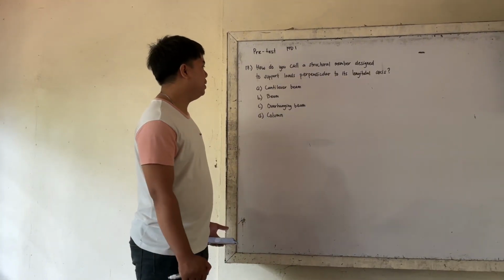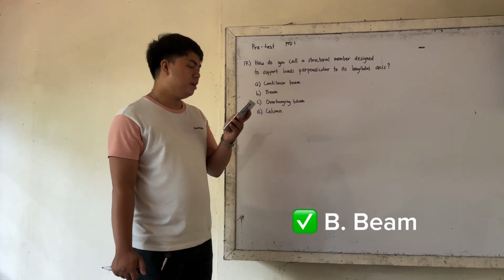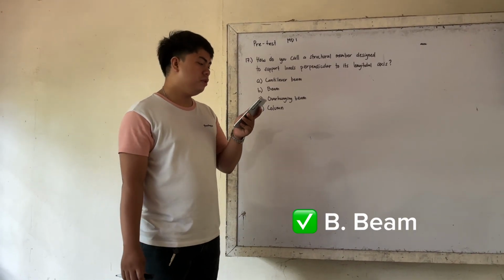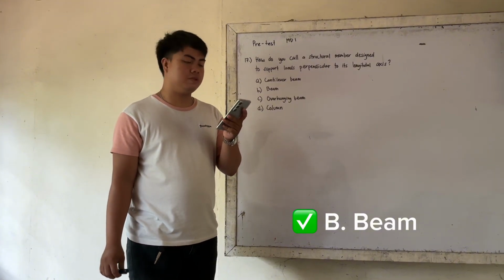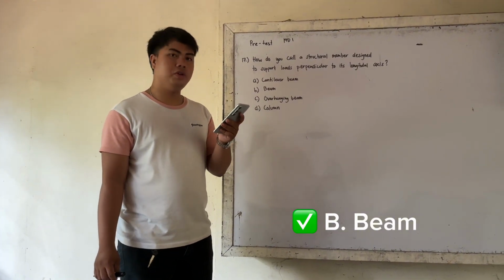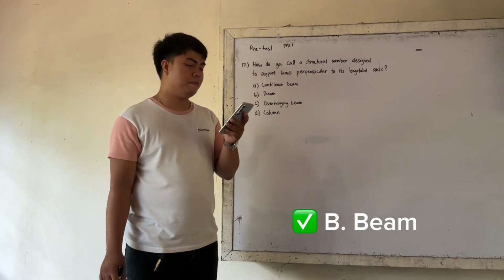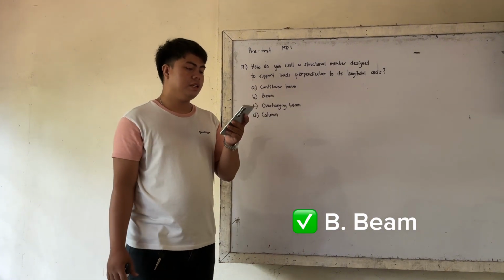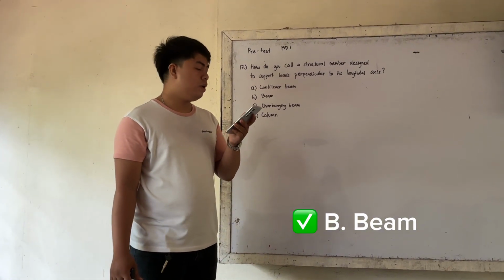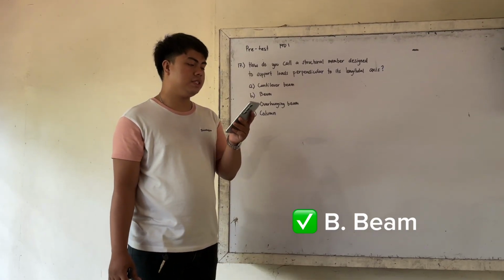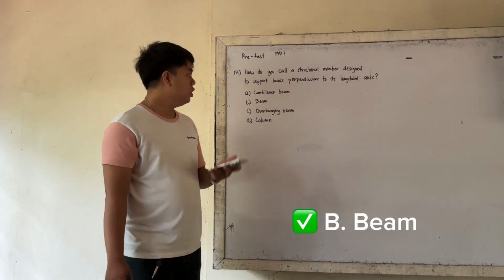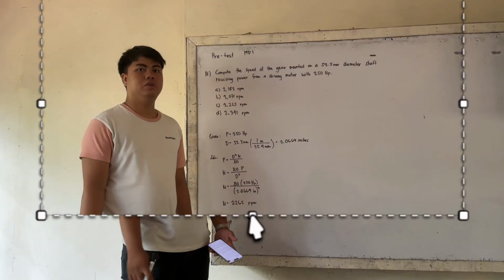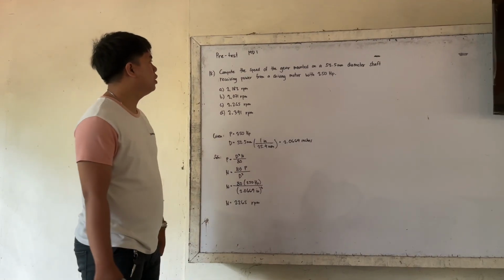The correct answer is beam. Why beam? Because in structural mechanics, a beam is a universal term for any member designed to resist transverse or perpendicular loading, which primarily induces bending, while the cantilever beam and the overhanging beam are just specific subtypes of beams, while the column is designed to resist axial or parallel compressive loads. So in this problem, the correct answer is letter B, beam. On to our next problem, problem number 18.